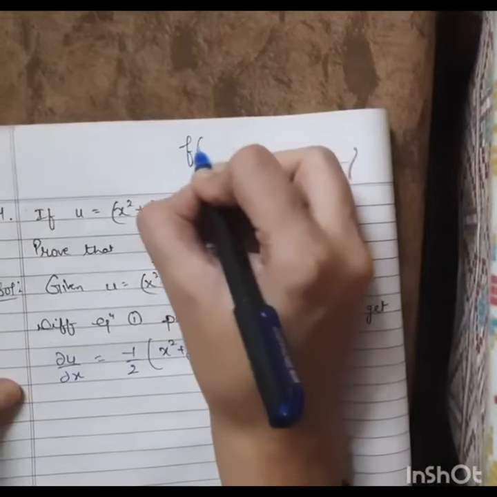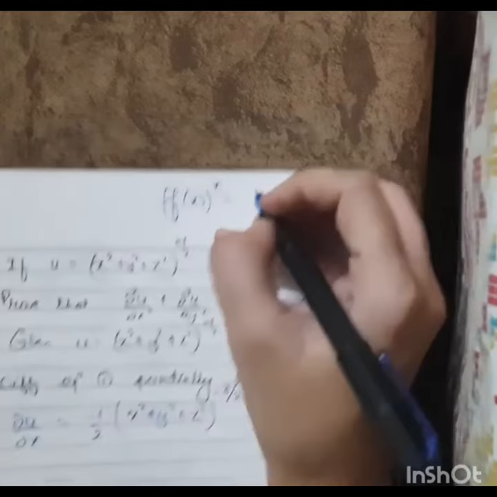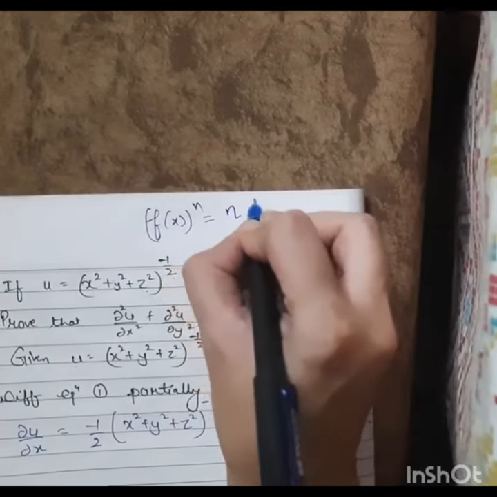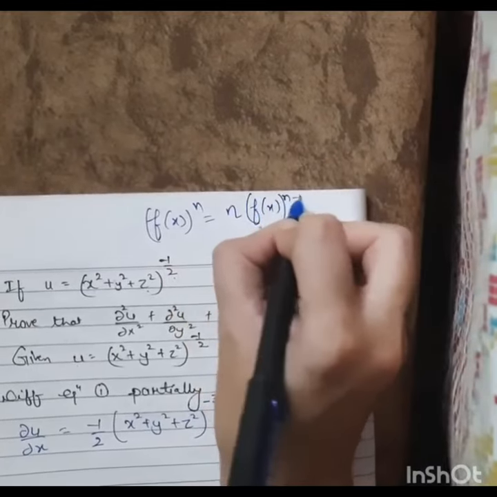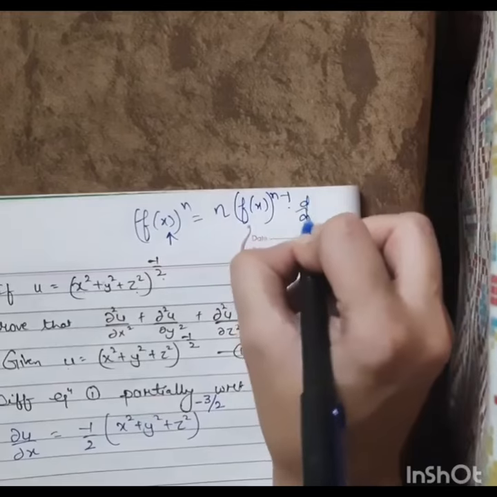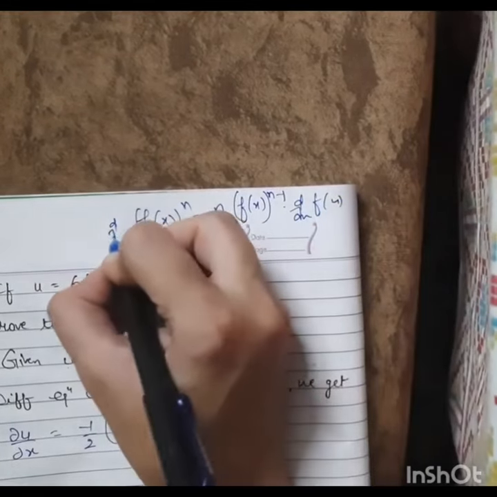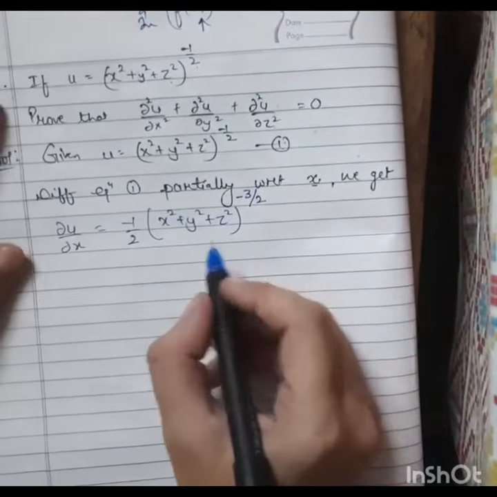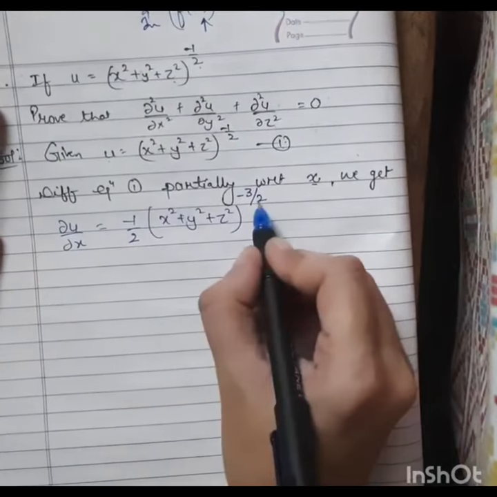ये होता है ना पावर रूल. If we have f of x raised to power n, then the derivative is n f(x) raised to power n minus 1. Along with that, again remember the derivative of that function f of x. Same I am going to apply here. Power outside, subtract 1 from the power.